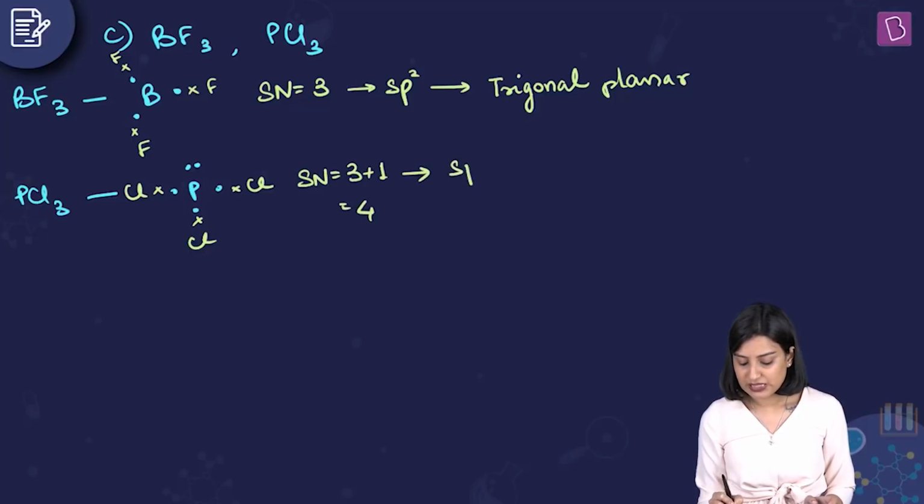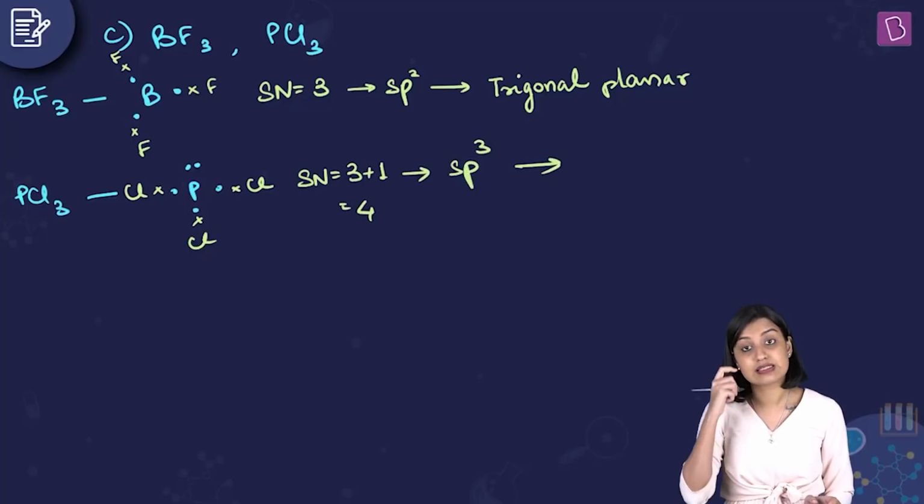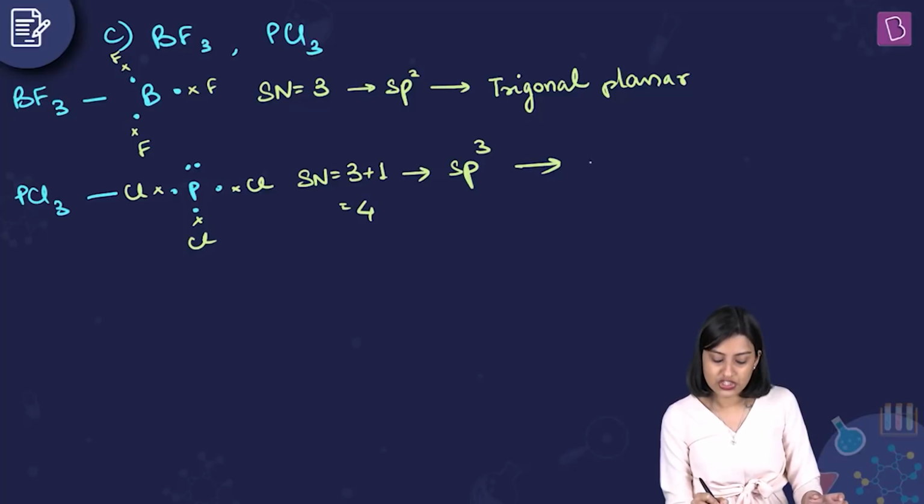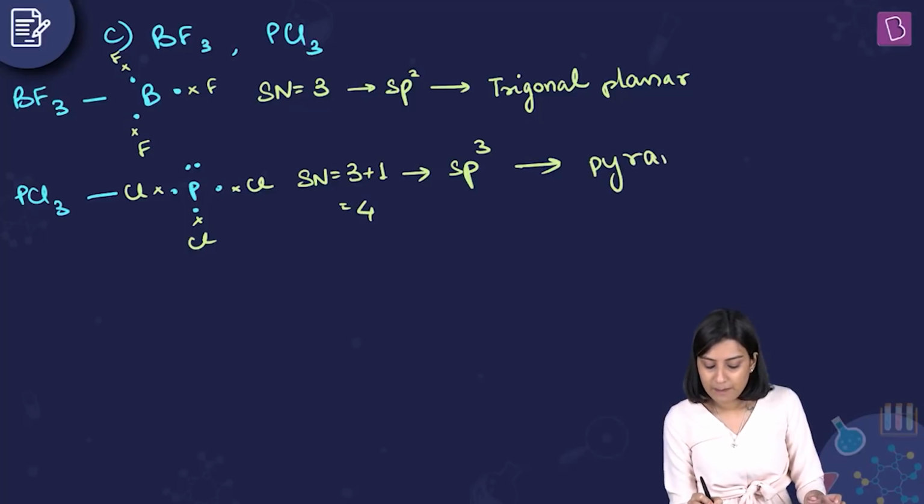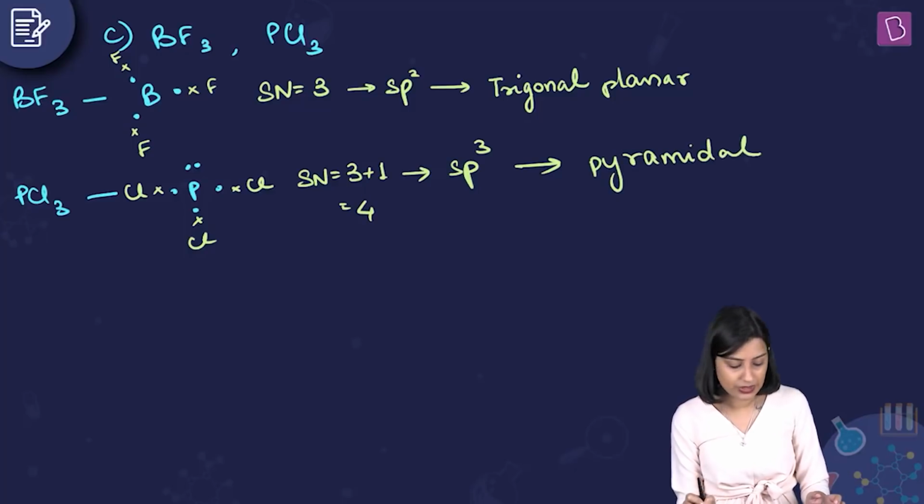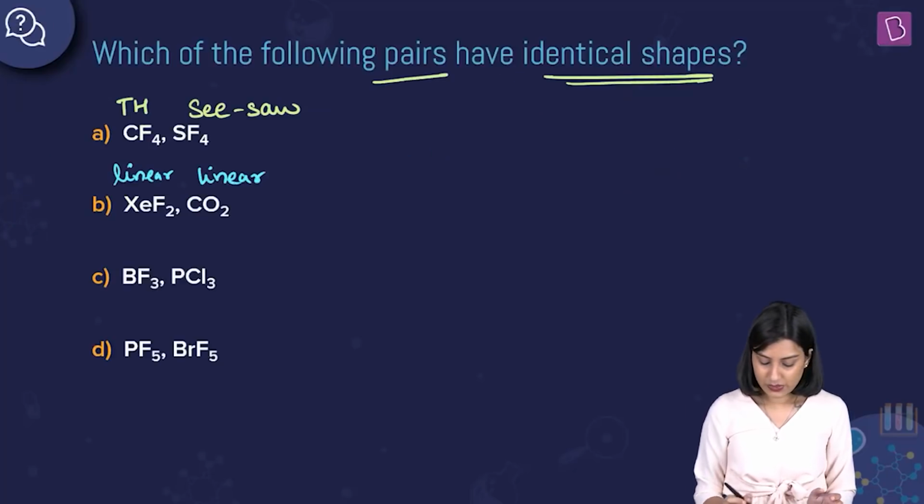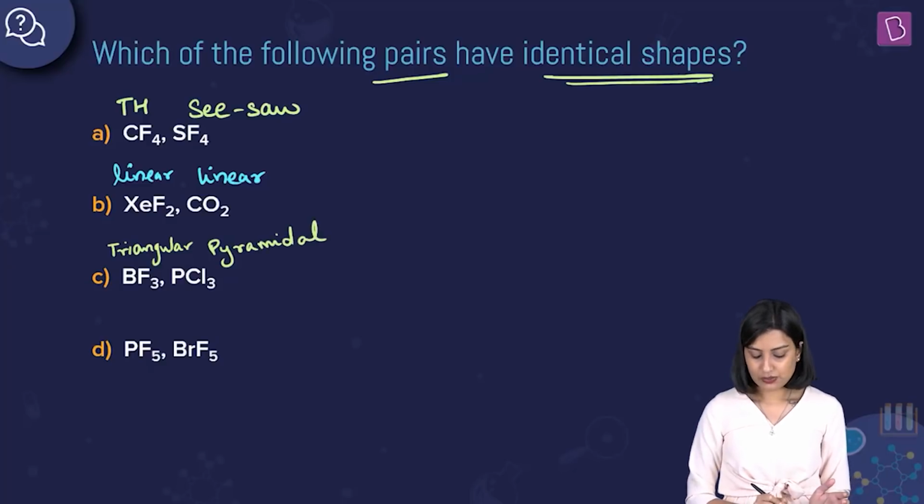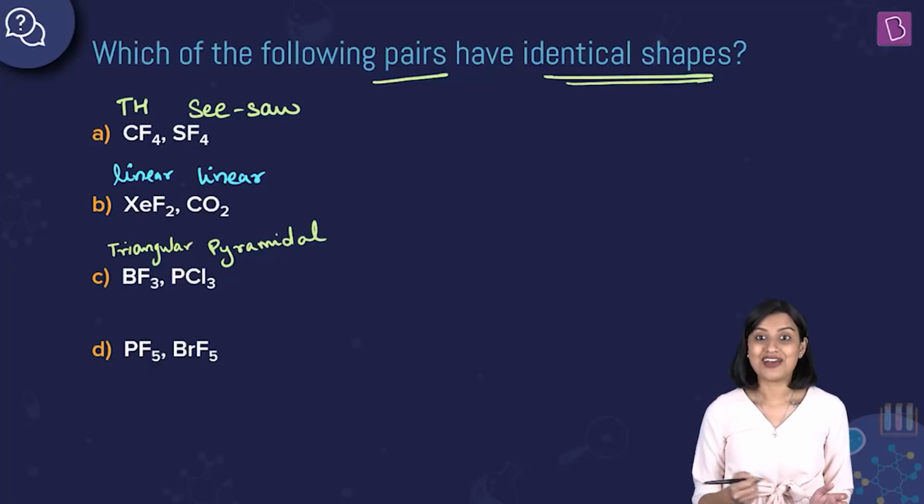So it is going to be sp3 hybridized, and the geometry that you would expect is tetrahedral, but due to the presence of the lone pair, the shape that we see is pyramidal. Okay, so this is going to be trigonal, but I'm just writing triangular, right? And this is going to be pyramidal. Cool, sorted.